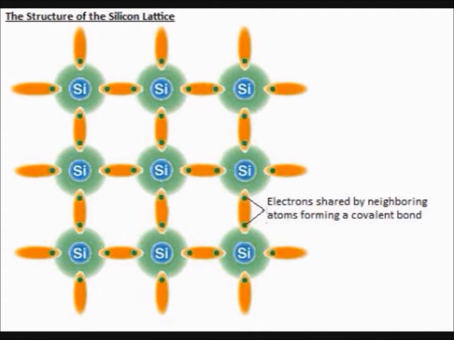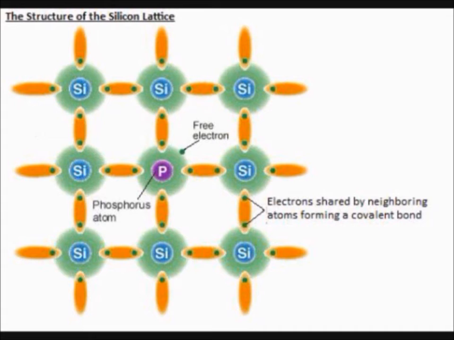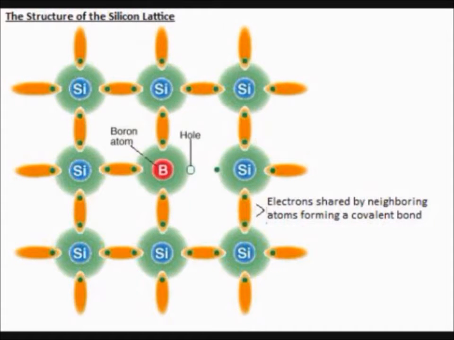However, if a small amount of impurity, like boron or phosphorus, is added to the crystal lattice, it modifies the substance's electrical properties. This is known as doping. Doping produces either N-type or P-type semiconductors.